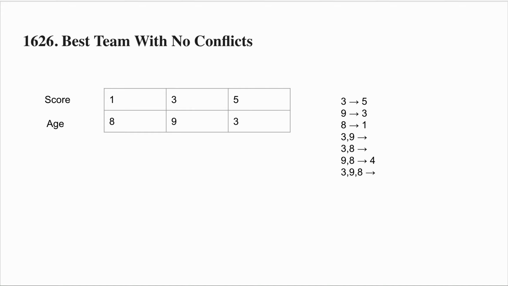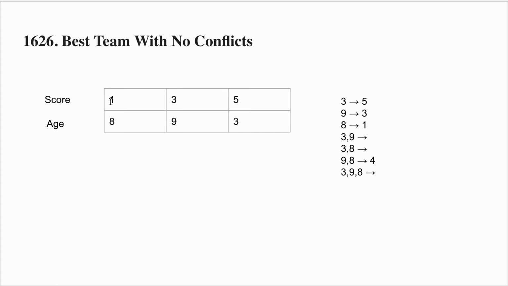In this video, I will discuss LeetCode problem number 1626, Best Team With No Conflicts. In this problem, you are given a score array and you are also given an age array. So what do you have to find? You have to form the best team with the highest possible score.